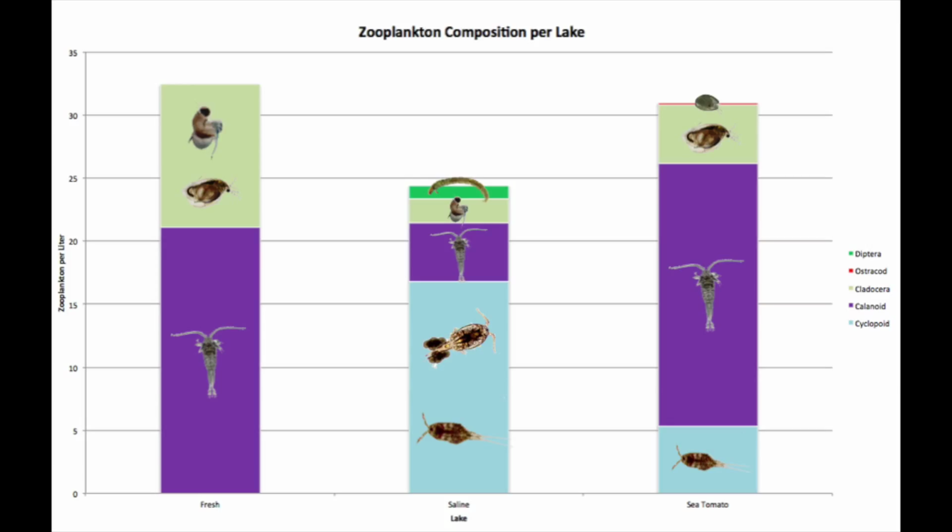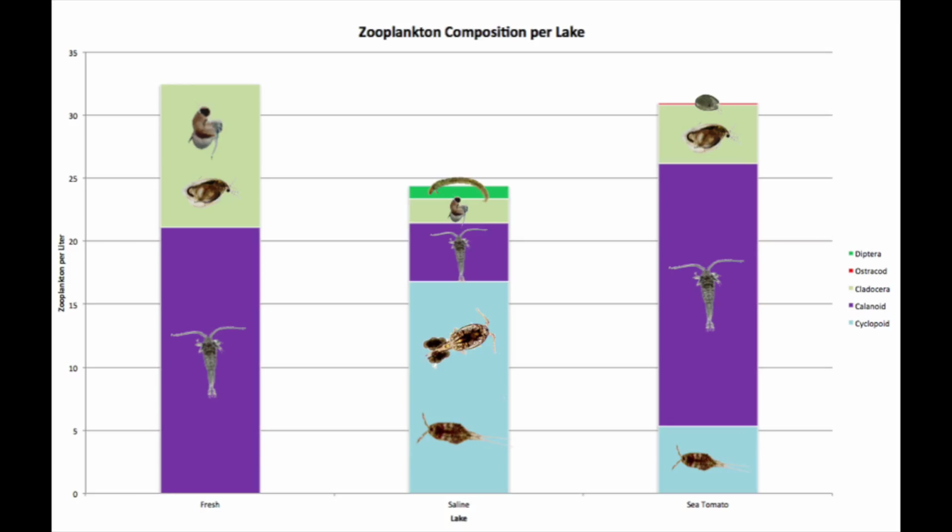This is a breakdown of the taxonomic orders of zooplankton that we found in each lake. As you can see, calanoids, shown in purple, constitute the majority of both the freshwater and sea tomato lakes. The saline lake consisted mainly of cyclopoids, shown in light blue. The freshwater lake also contains more cladocerans than did the others, shown in light green. Also present was the ostracod, which we found in small amounts in the sea tomato lake.